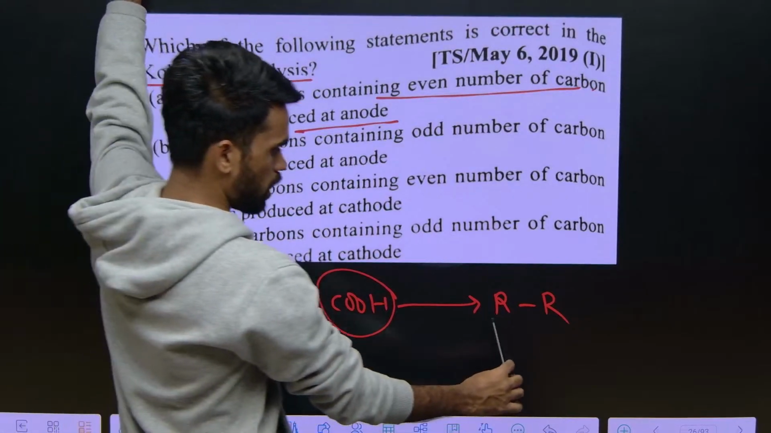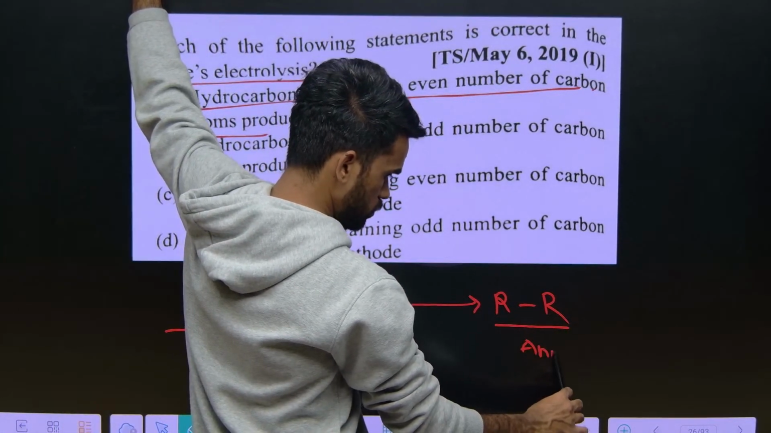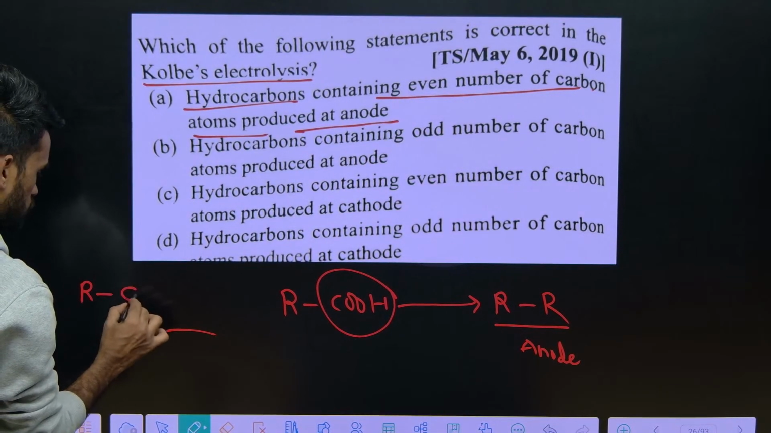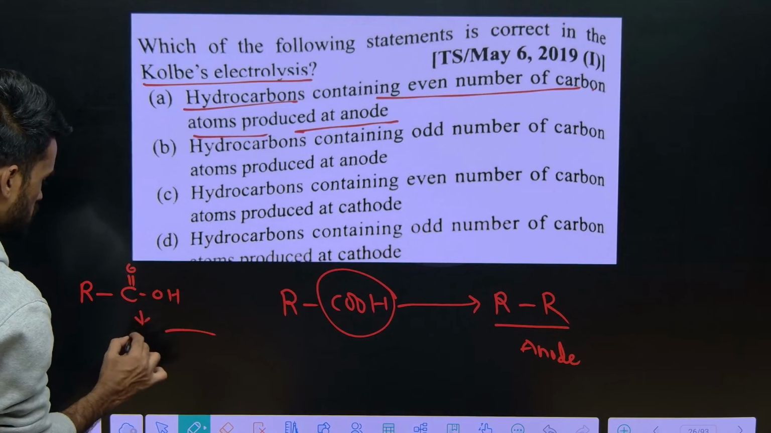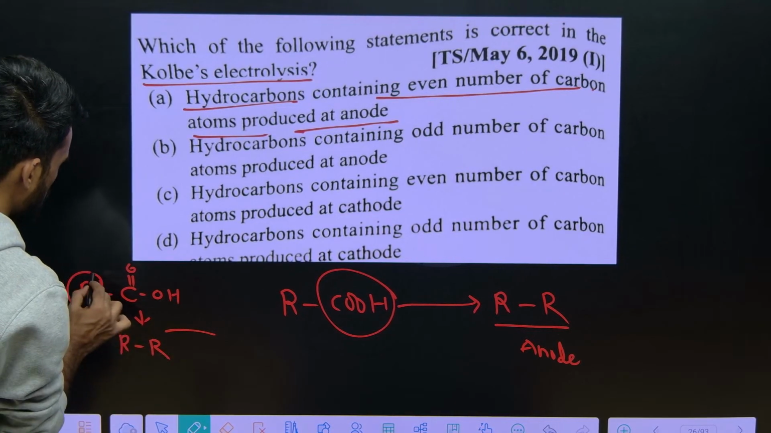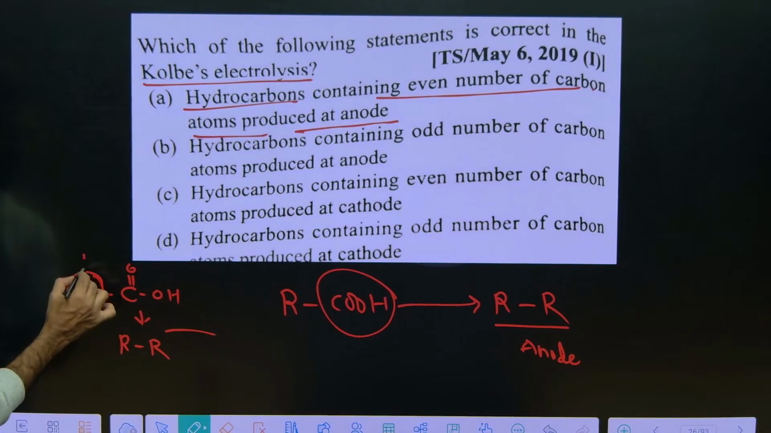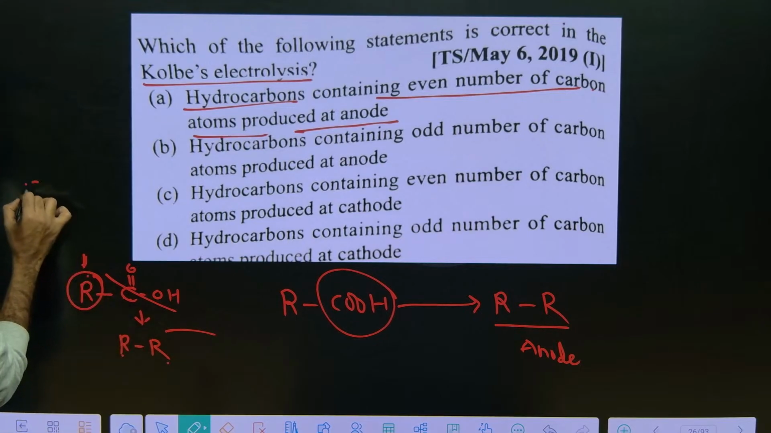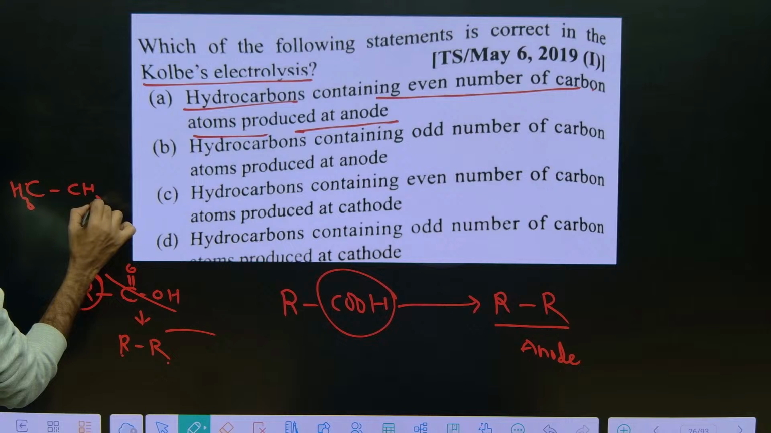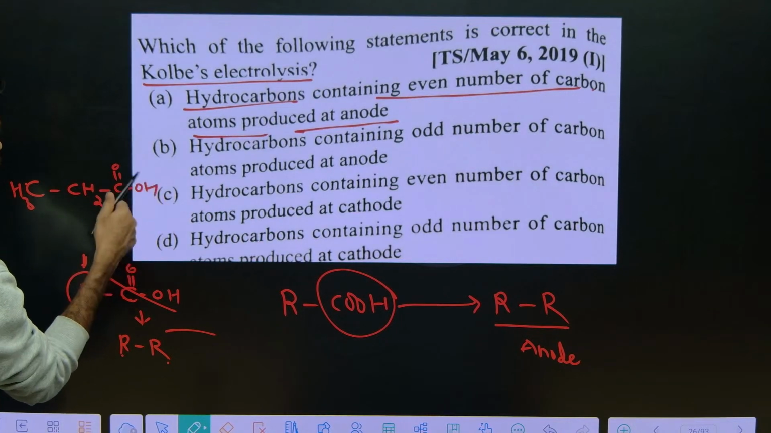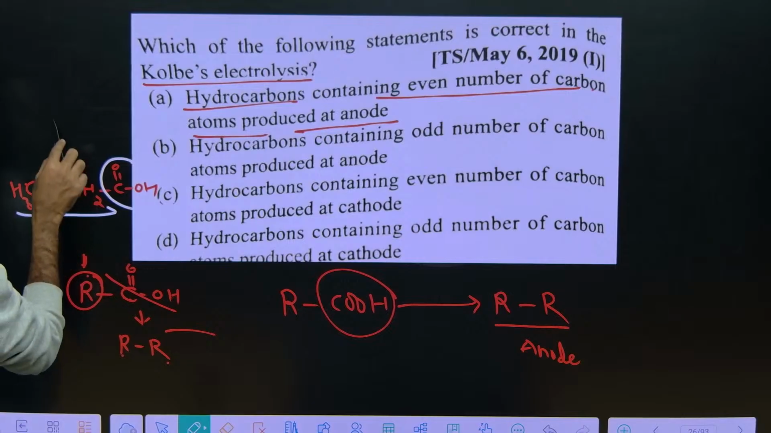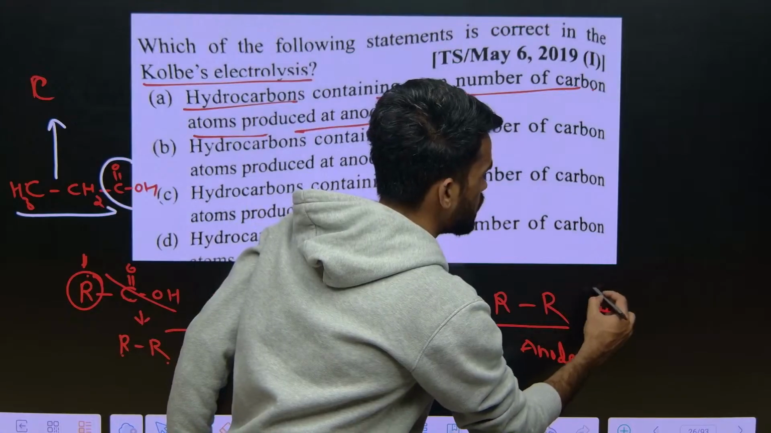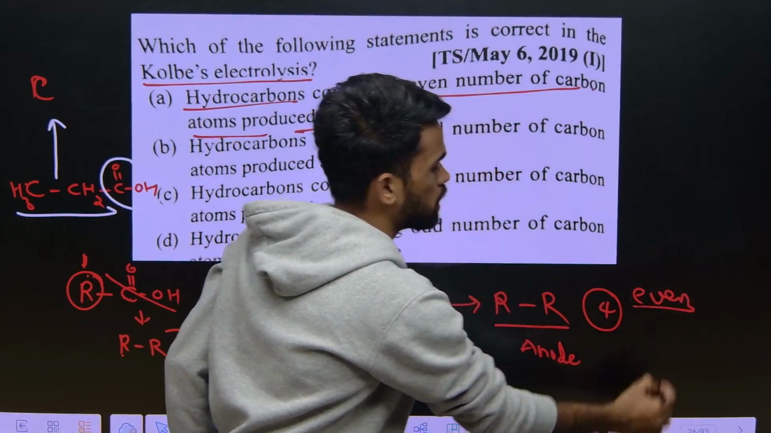Yes, the hydrocarbon is produced at the anode only. For example, I am taking R-COOH. Now this is giving an R-R type of product. If this R contains only one carbon, the total number of carbons is 2; just remove this and you are going to get a 2-carbon product. If I take the 3-carbon one, CH3CH2COOH, again remove this part, double this alkyl group, so it becomes butane. So you are going to get a product having an even number of carbons only.